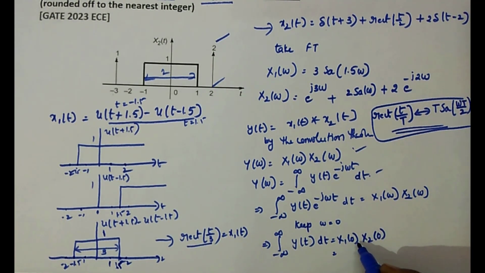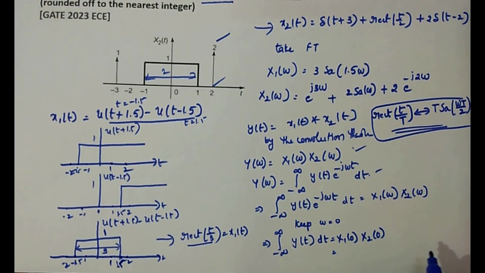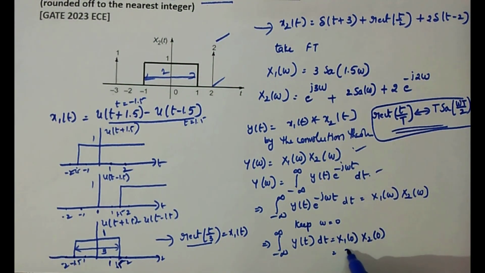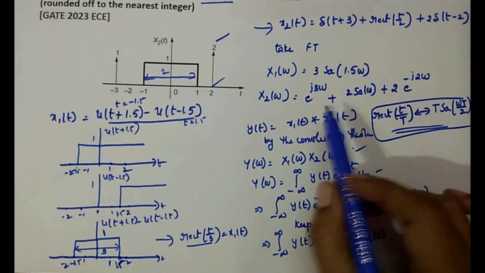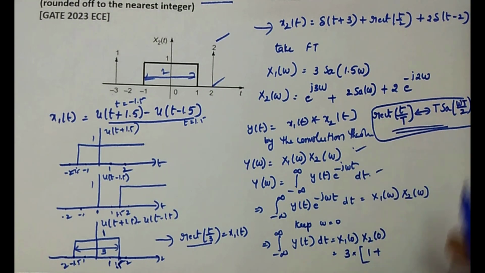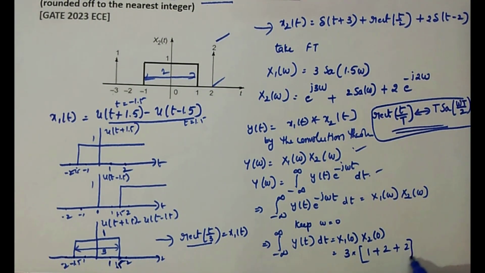Now what is x1 of 0? Go for x1 of omega. Okay. So what is x1 of 0? If you keep 0 here, then the value is 3 into, means the amplitude actually. x2 of 0 is e power 0, 1 here, and SJ of omega amplitude 2 plus the delta amplitude 2. So totally what is this? 3 into 5, nothing but your 15.